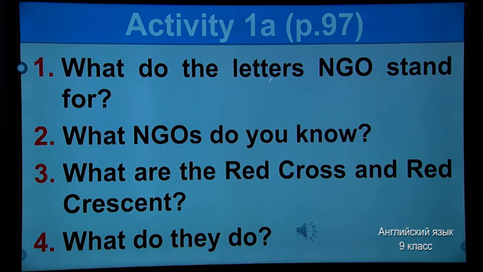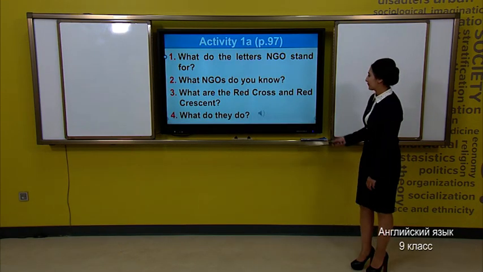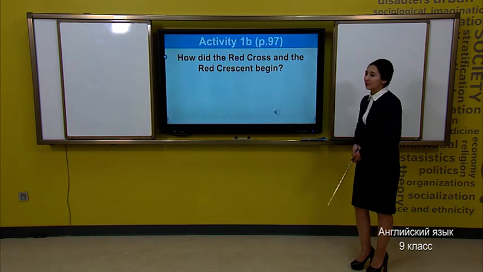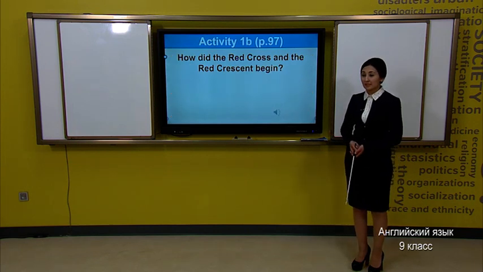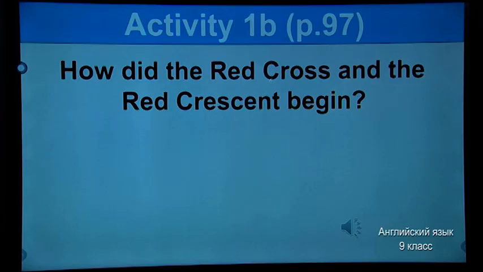Thank you so much. Were your answers right? Good job. Now, the second part of this activity, here the same structure. You have to answer the questions, but not before listening to us, but after listening. The question: how did the Red Cross and the Red Crescent begin? Let's listen. After listening, you should answer the question.